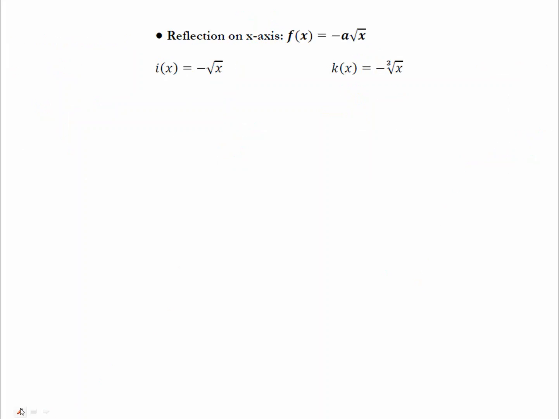All right, reflections on the x-axis. Negative square root of x. Instead of going up this way, it's going to reflect and it's going to do this. Cube root of x, instead of starting here at the bottom, is going to start here. Oh, how do I erase this? Have to be careful. There we go. Remember these shapes.